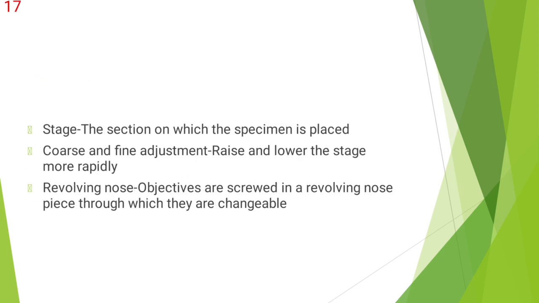Stage is the section on which the specimen is placed. Coarse and fine adjustment raise and lower the stage, coarse more rapidly. Revolving nose: objectives are screwed in a revolving nose piece through which they are changeable.